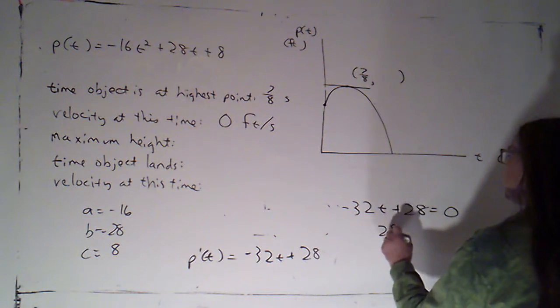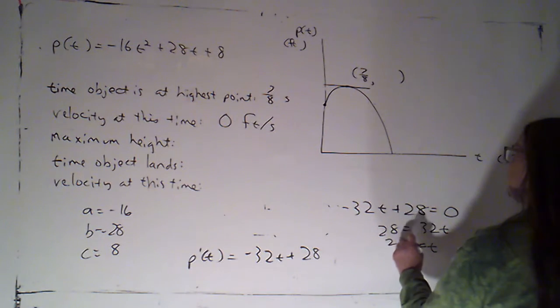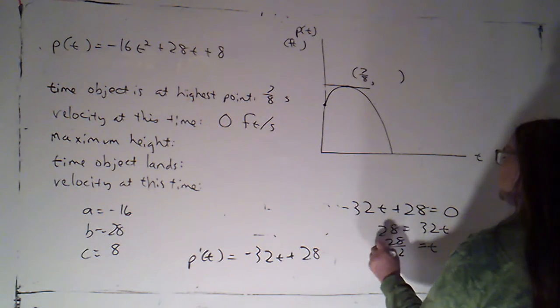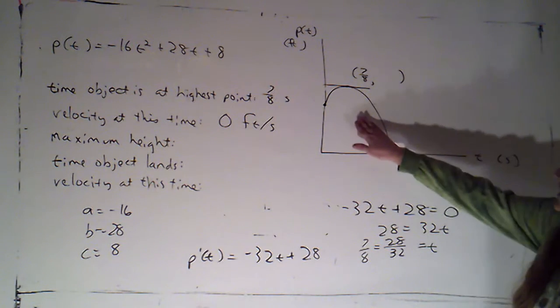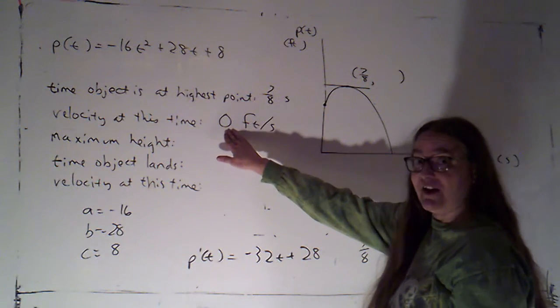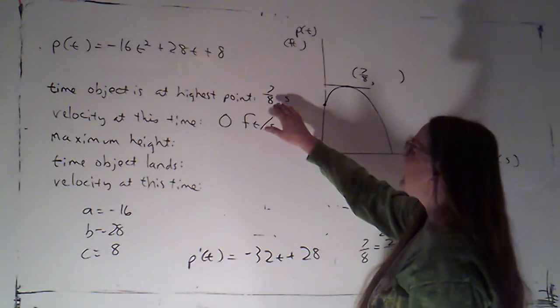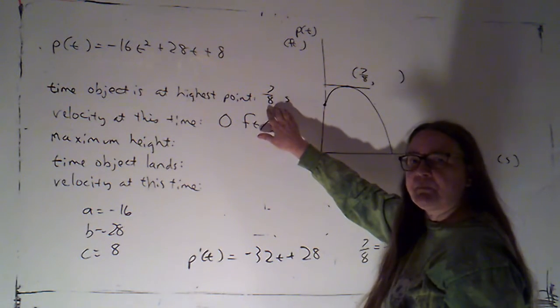That would mean that 28 was equal to 32t. That would mean that t was 28 over 32, which is 7/8. So, just by my understanding of the calculus interpretation of this graph, I can answer this question, and then I can set the velocity equal to 0 and get the time for the vertex.